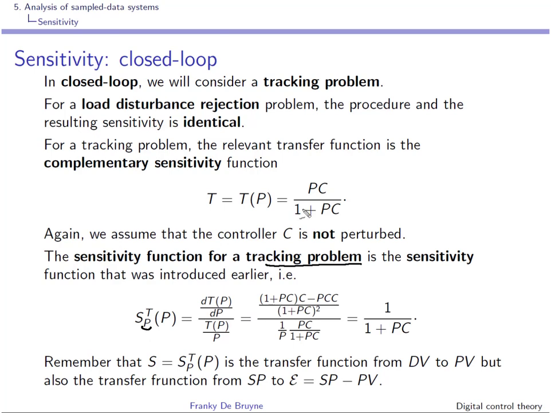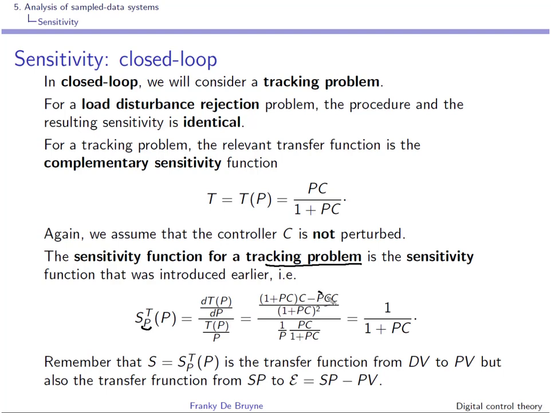So what you need to do is take the derivative of this one with respect to the process. So you'll have this one squared. You take the denominator times the derivative of PC, that's C, minus PC times the derivative of this one over here. And then you divide by the complementary sensitivity function divided by P, and this is what you have over here.